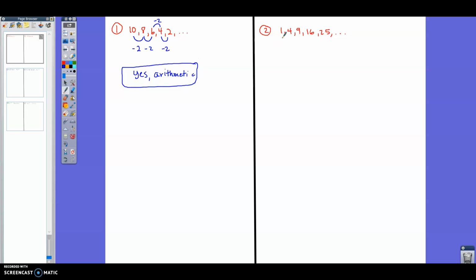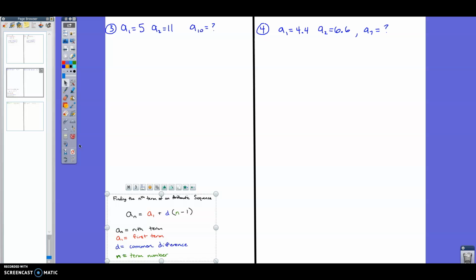Okay, so for this one, we're going to do the same thing. We're looking to see, are we adding the same number? So going from 1 to 4, we add 3. And from 4 to 9, we add 5. Now, since these numbers are different, that means that this is not arithmetic. So it only takes one case for it not to add the same number for it to not be arithmetic. So this one isn't.